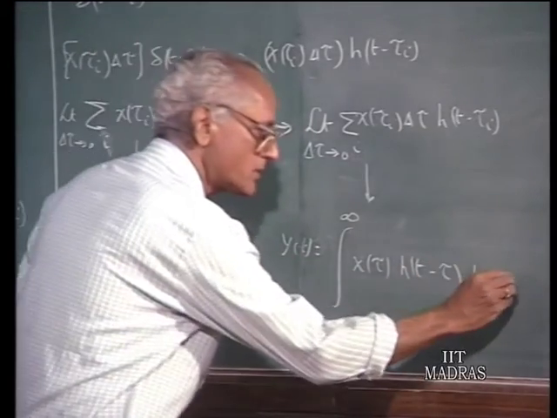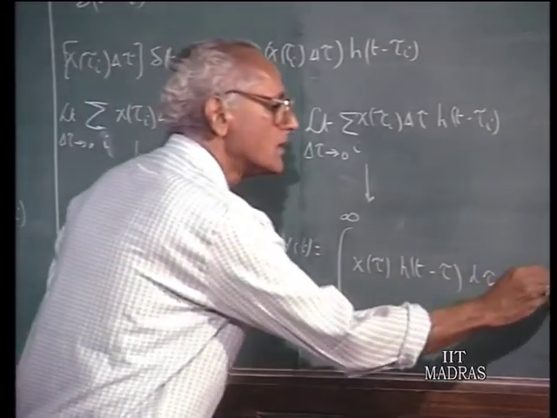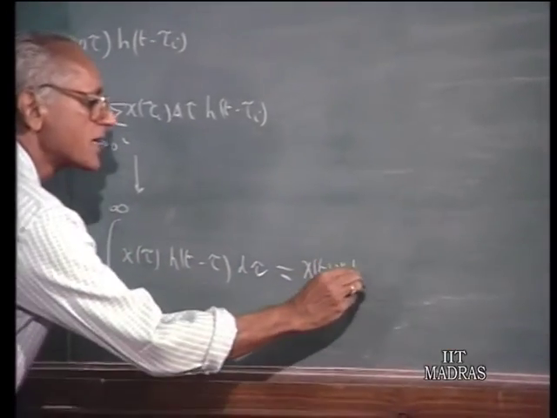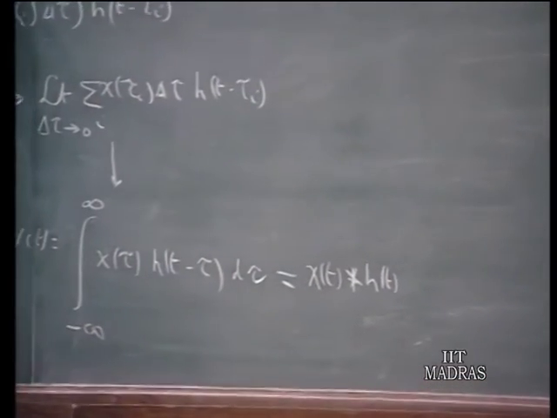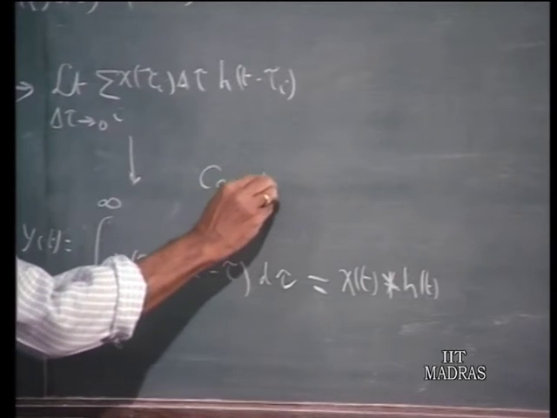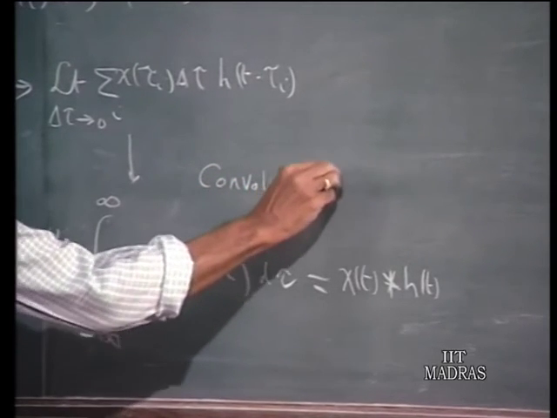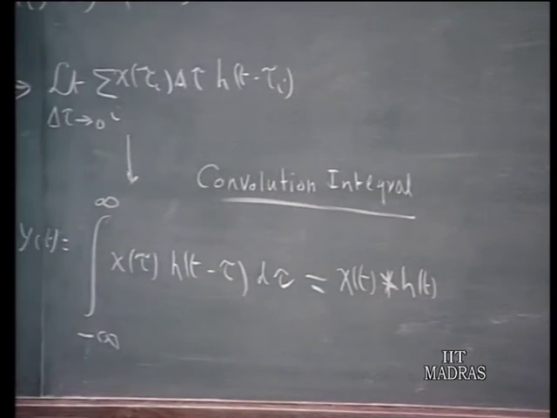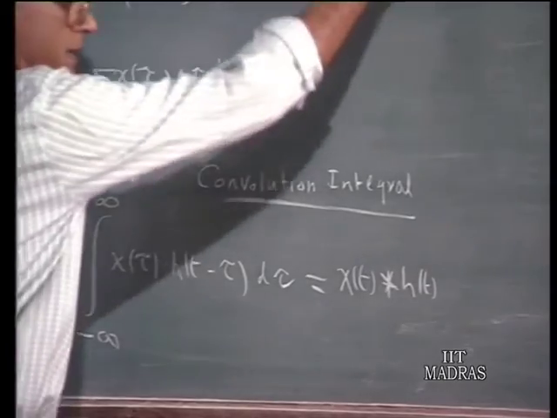And this particular type of formulation is usually represented as x(t) starred h(t). This is referred to as the convolution integral. So, if you convolve two functions of time x(t) and h(t), the meaning is this particular integration, x(tau) h(t minus tau) d tau. So, let me rewrite this.